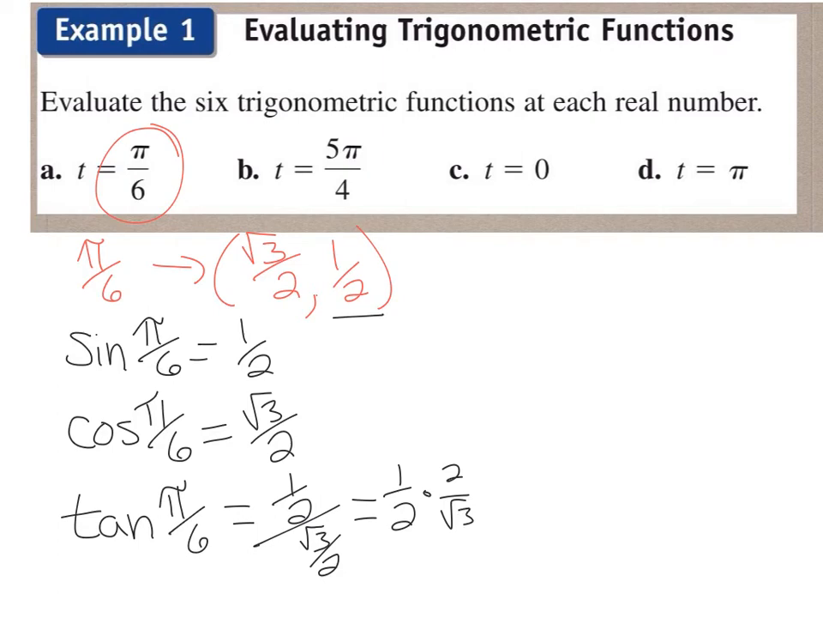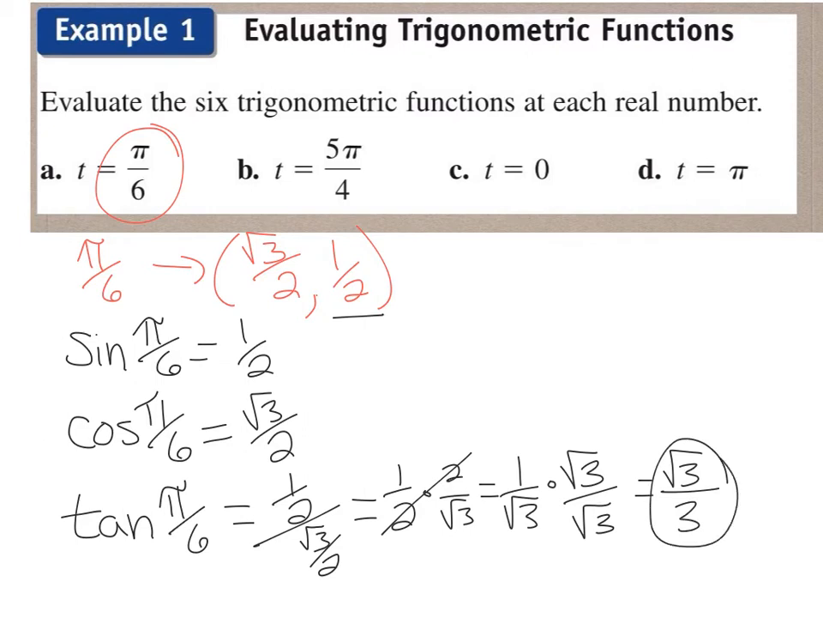And so the 2's are going to cancel and we get 1 over the square root of 3. Remember, we don't want to leave the square root in our denominator, so multiply by the square root of 3 over the square root of 3, and you're going to get the square root of 3 over 3. So that's the tangent of pi over 6. And most of the time, once you get a little quicker at this part, you'll be able to do it in your head, so you won't really have to write that out. But square root of 3 over 3 is what we'll get there.